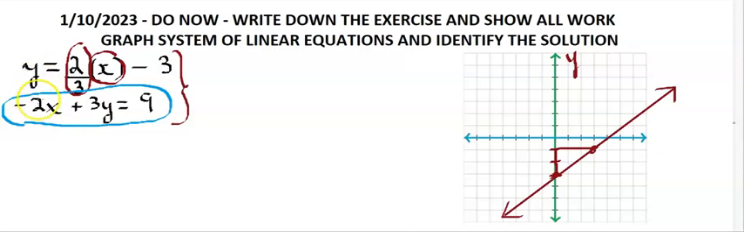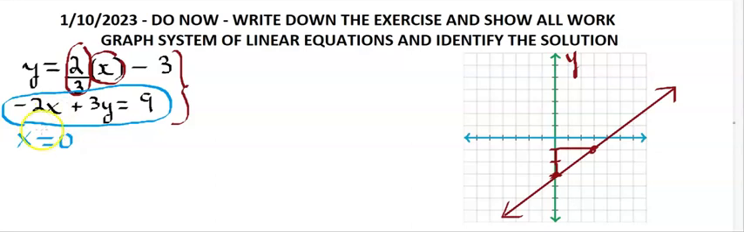I'm going to go to my second equation and make x equal to 0. If I let x equal 0, it means I'm finding the y-intercept. That's what it means.